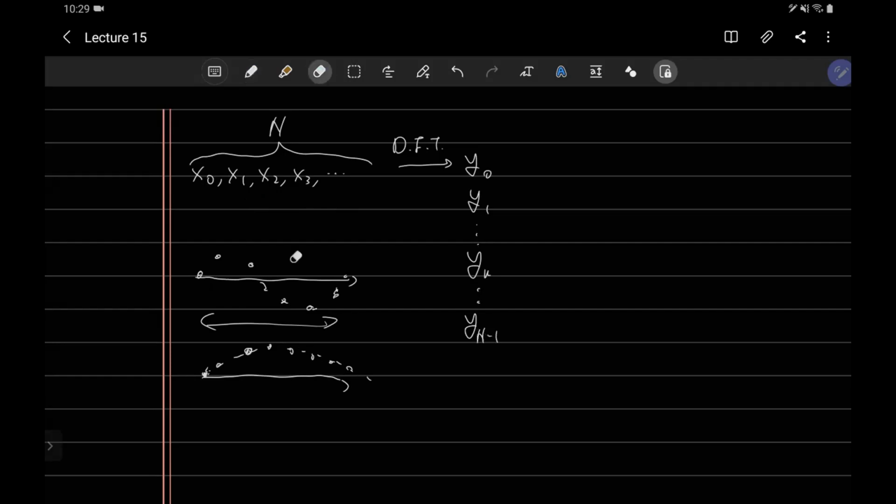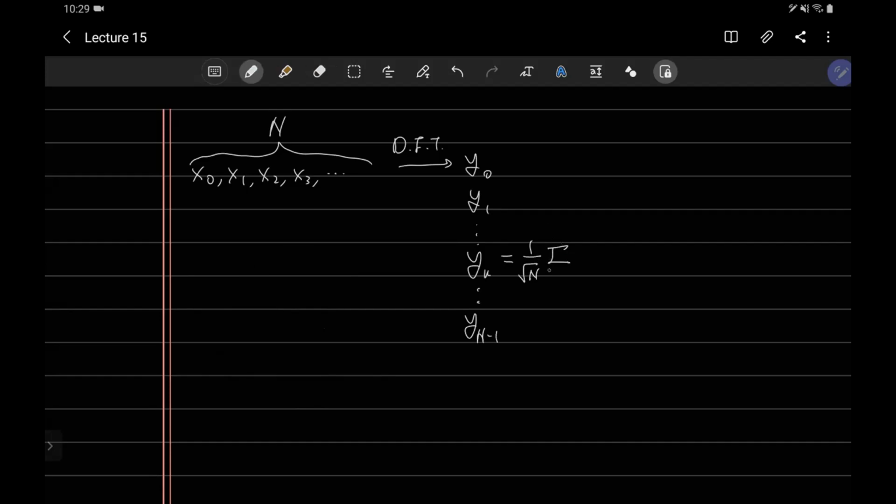The question is how we can obtain those. If you remember, this y sub k can be expressed as 1 over the square root of n, times a summation from 0 to n-1. The value was obtained by multiplying each of these components with this typical shape.